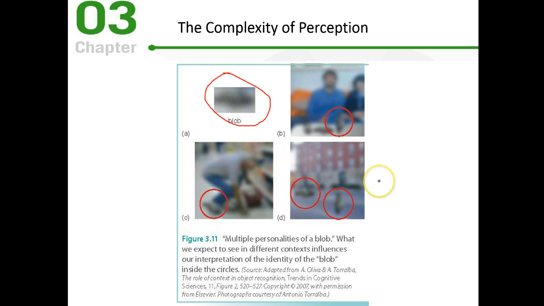What's amazing here is that all of the objects are the same. In B, C, and D, they are all exactly the same, but we perceive them differently because of our prior knowledge, our prior experiences, and what we expect to see in each one of these scenes, right? That's the complexity of how we perceive objects.